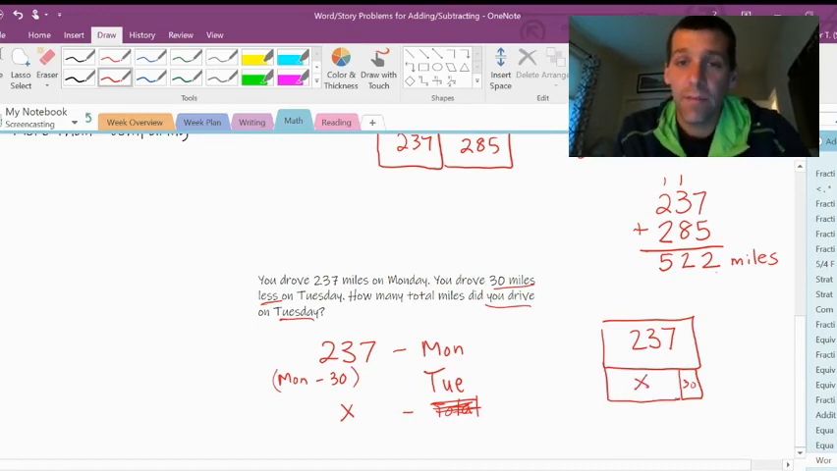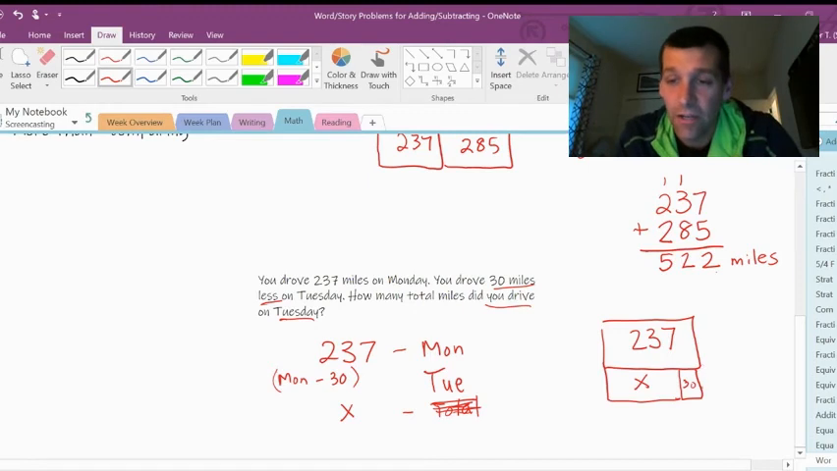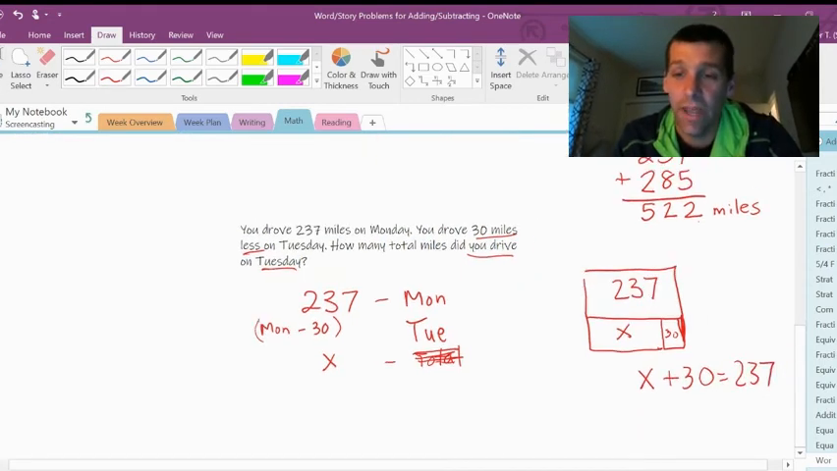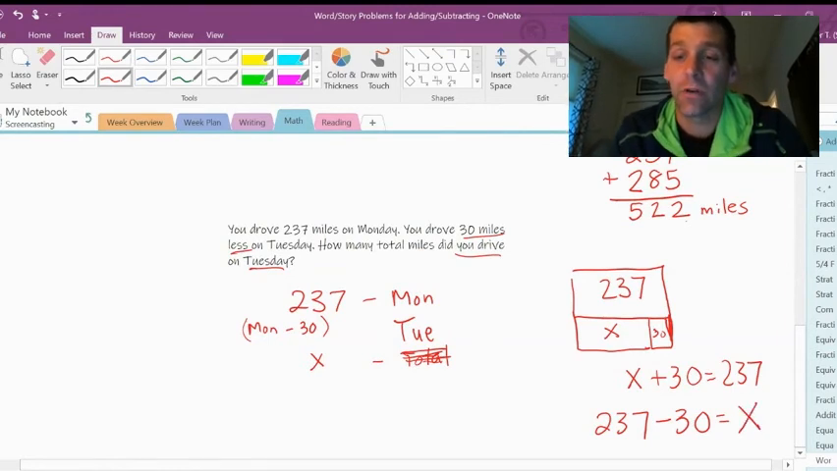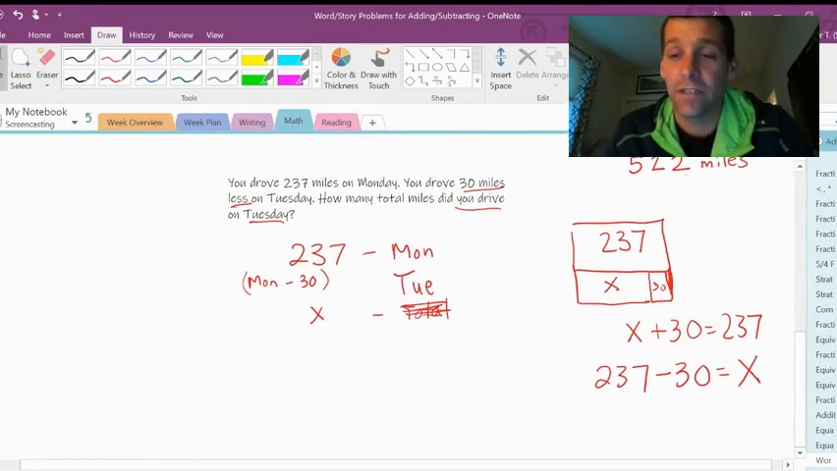And again, if I think about my diagrams as they come together, I know that these two numbers in the bottom, my x plus 30, is going to equal 237. To put it another way, I could think about my total, 237, minus 30 will give me x, or the number that I'm looking for. And in that case, I would know that it is 207.